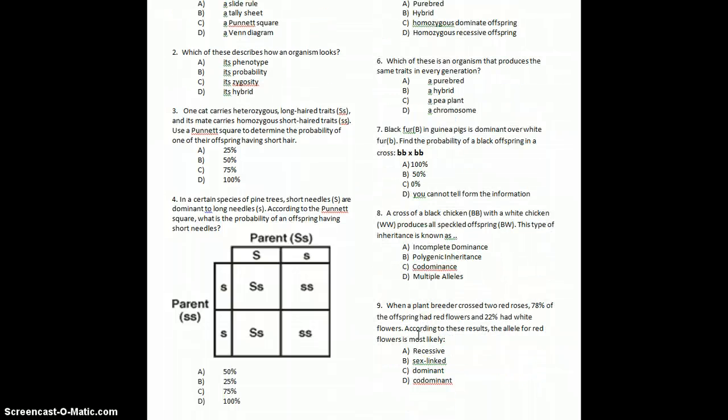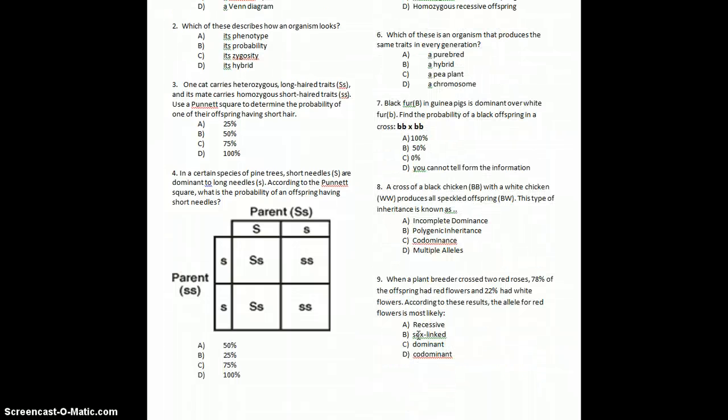Number 9. When a plant breeder crossed 2 red roses, 78% of the offspring had red flowers and 22% had white flowers. According to these results, the allele for red flowers is most likely A, recessive, B, sex-linked, C, dominant, or D, codominant.